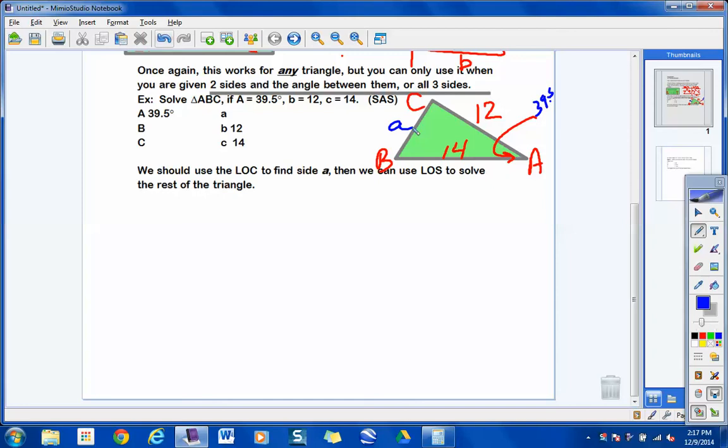All right, let's find side A. Here's the deal. I can use law of cosines here to find side A. All right. So here's how this is going to work. And this is what we got right down here. We should use the law of cosines. That's what that stands for. It's not the Loch Ness Monster.